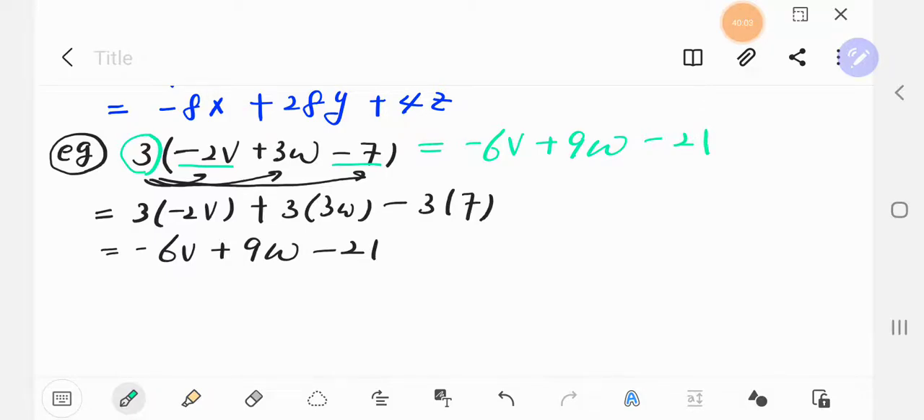Okay, so you need to practice using this distributive property many times so that you can use mental math. All right, hope you get this.